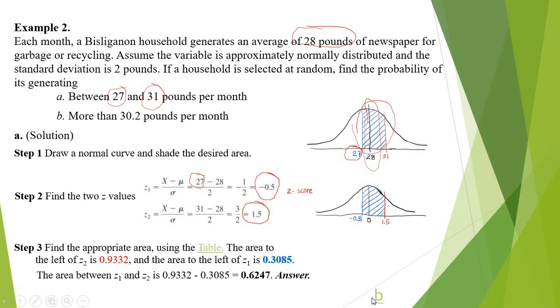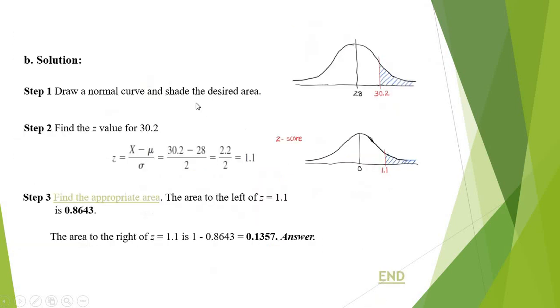So next, for letter B, more than 30.2 pounds per month. So again, step number 1 for letter B, we draw a normal curve. Our average is 28 and we wanted to determine the probability for more than 30.2. So this is our area of interest. So we convert this into an equivalent z-score. So computing for our z-score, it corresponds to 1.1.